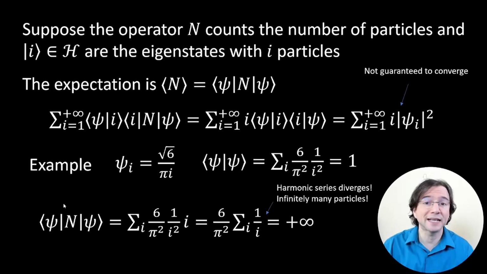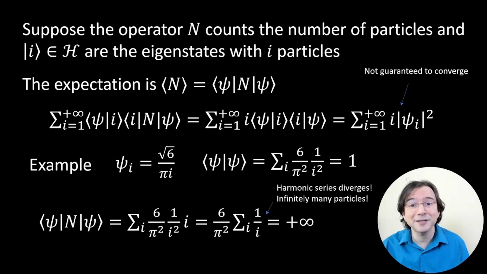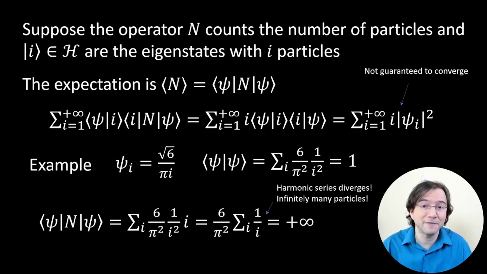And now we take an expectation value of this, and we have to take the psi squares, which is this, and multiply it by the i. And what happens is that now we have 1 over i^2 times i, and this simplifies. And what was the series 1 over i^2 before now becomes 1 over i. 1 over i is the harmonic series, which diverges, and so the expectation of the number of particles is actually infinite. So there are pure states in the Hilbert space for which there are literally infinitely many particles. And this, of course, is not good.